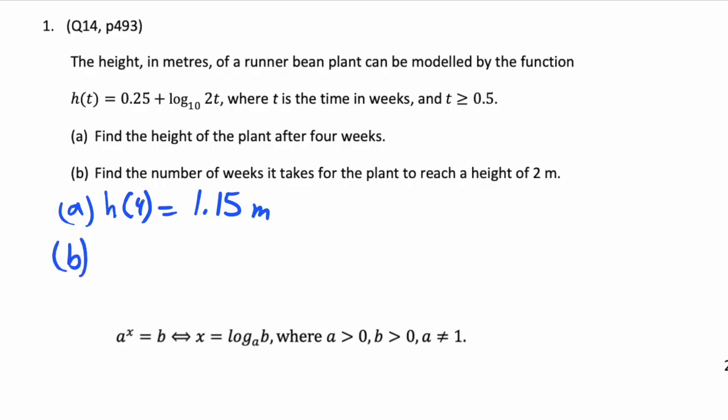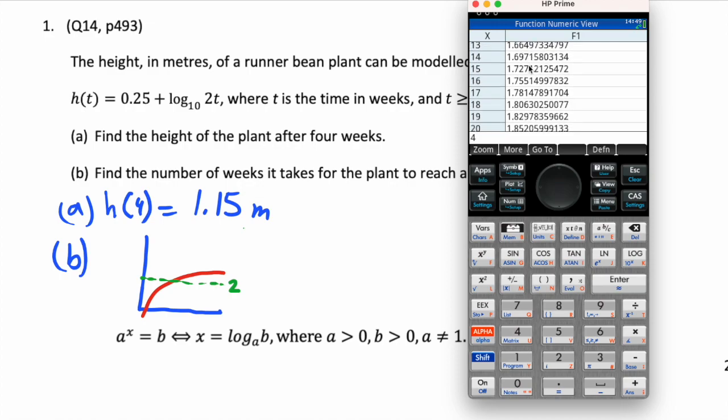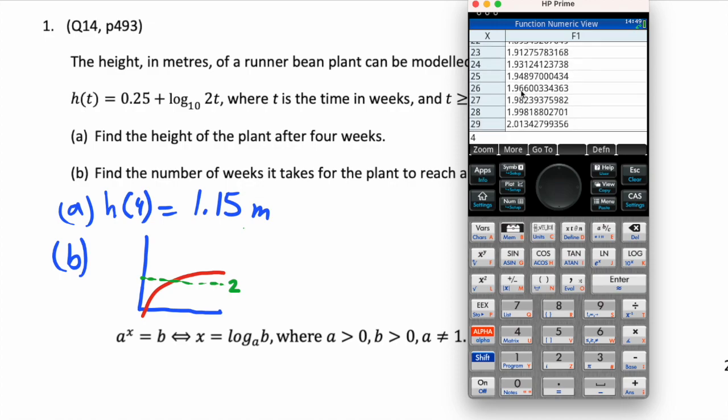Okay, part B is the number of weeks it takes for the plant to reach 2 meters. So log looks like that. It's the inverse of an exponential, so it looks like that. We're trying to find when it reaches 2. So we're going to graph 2 and figure out when it reaches 2. You can even scroll down to the table and see it's getting closer to 2. It takes a while. It actually looks better around 28 point something.